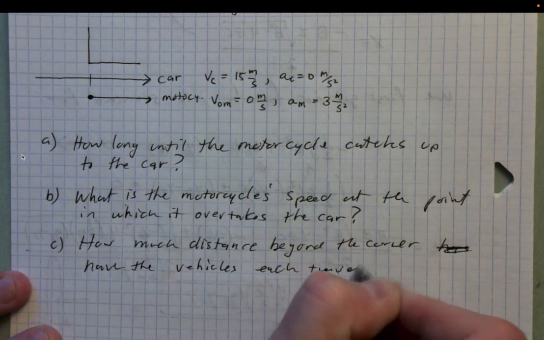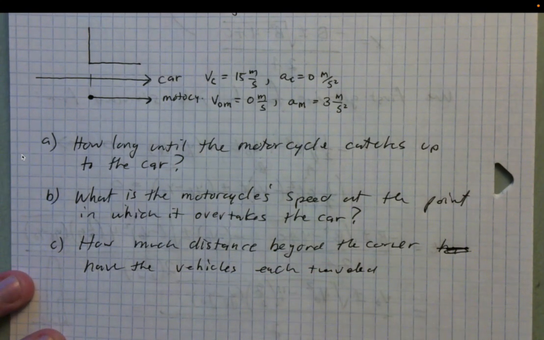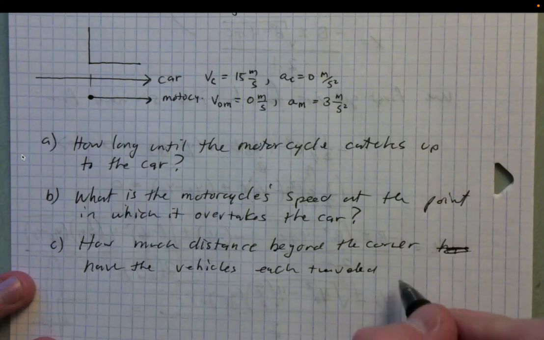How much distance beyond the corner have the vehicles each traveled at the point when the motorcycle reaches the car?